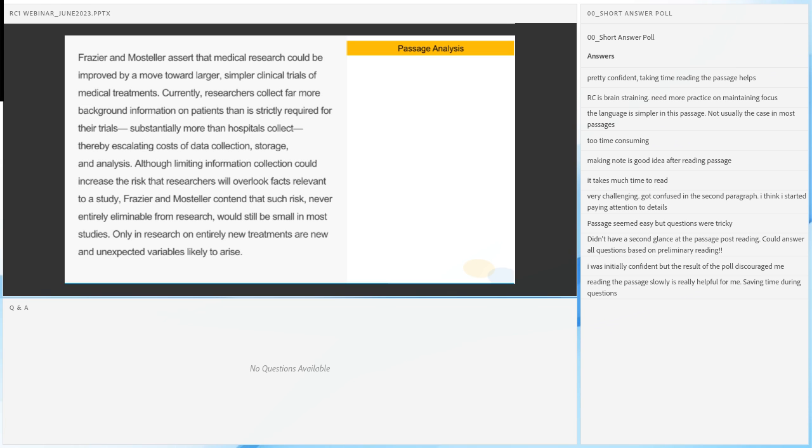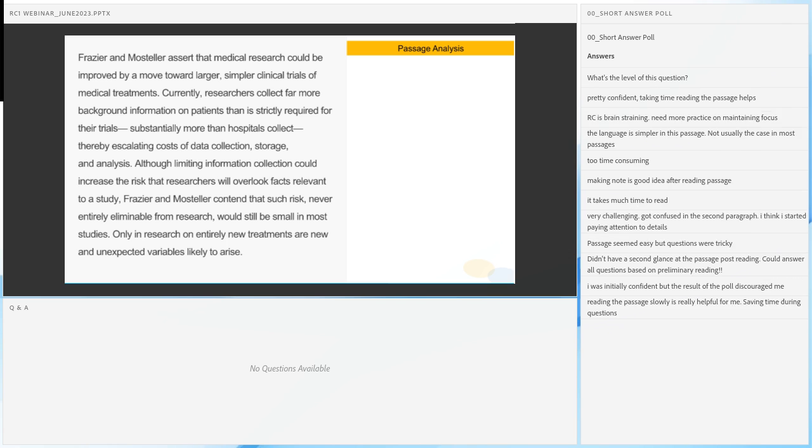The language is simpler. Absolutely. The language is simpler relatively. It's not simple. Let me just say this. Comparatively, it is simpler. Yes. RC is brainstorming, need more practice to maintain focus. Got it. Makes sense. Yes, it is. You've got to read longer text, and that's something you'd have to do as a manager as well.